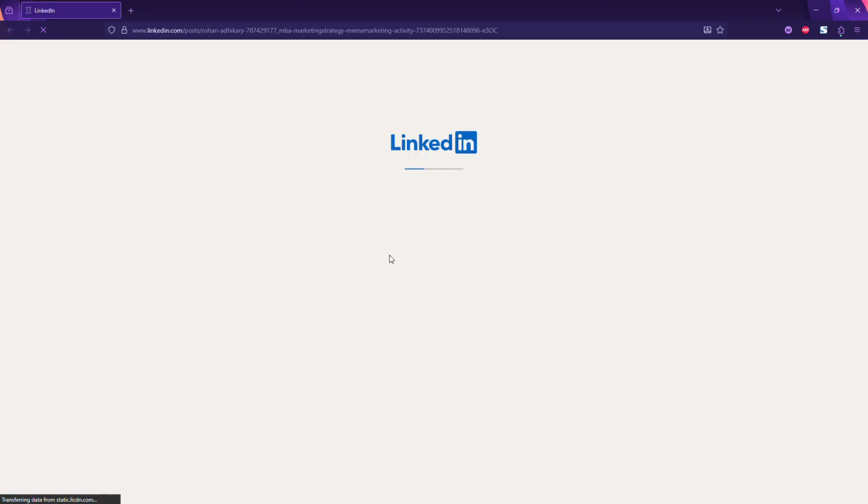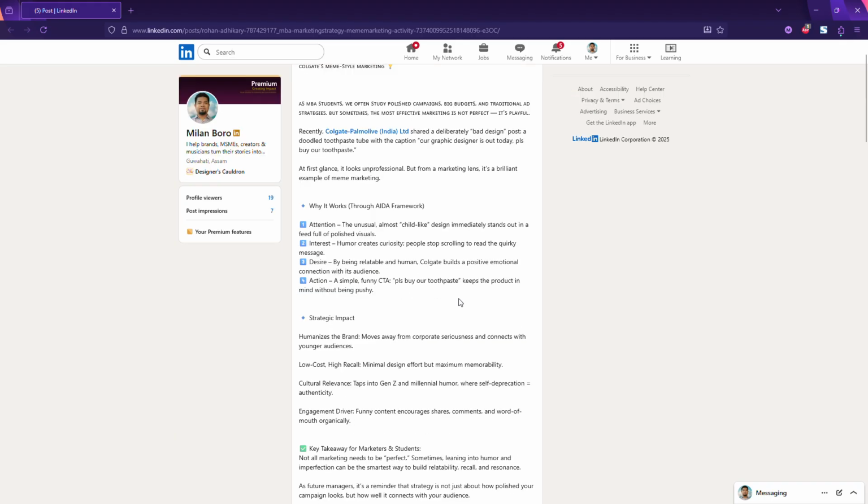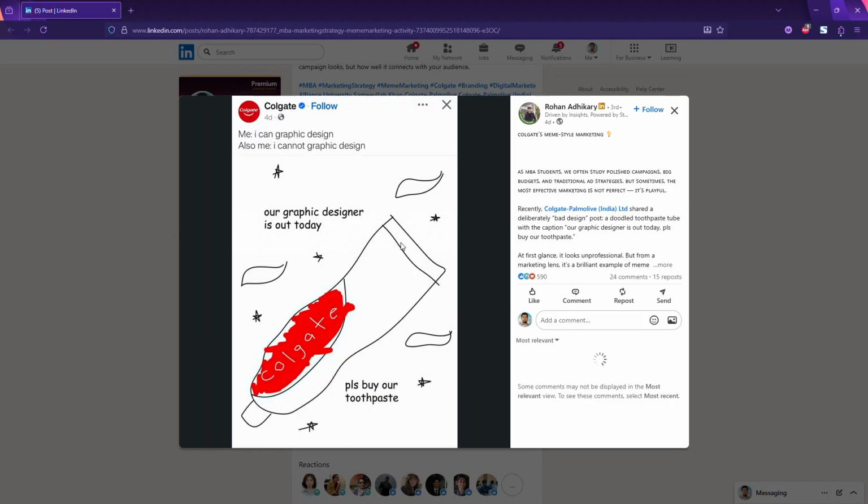But this one was given by Colgate. Colgate is a toothpaste company, Palmolive. They came up with this social post. Colgate is a very big company. They can hire the top designers to create their design.